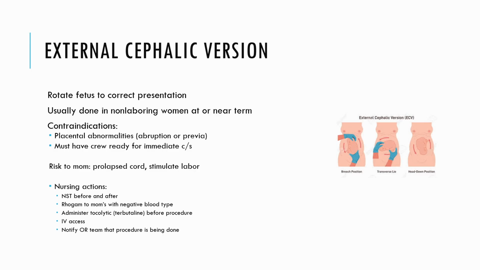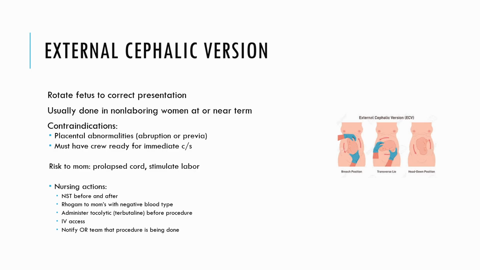As a nurse, what is our role during an ECV? We want to look at our baby, so monitor heart tones before they do the version and then also after. Okay, so these moms hang around for a little bit afterwards. If mom is a negative blood type, this would be an indication to give her RhoGAM. And then a lot of times before they do the version, the provider will ask for a tocolytic to be given. Okay, so It's Not My Time.